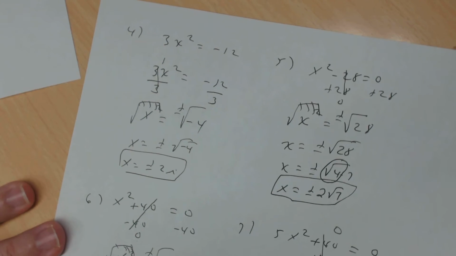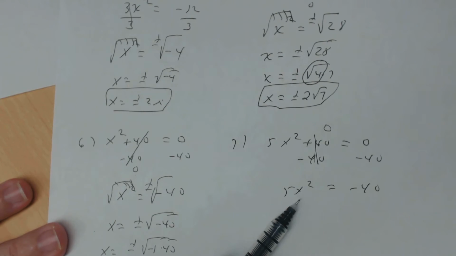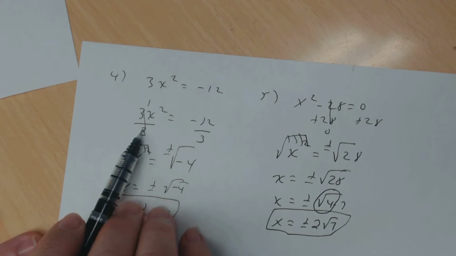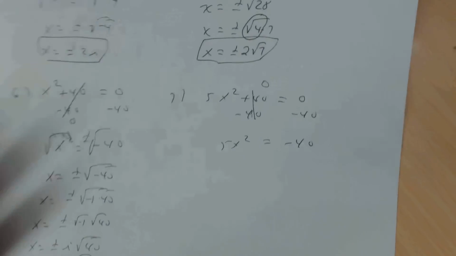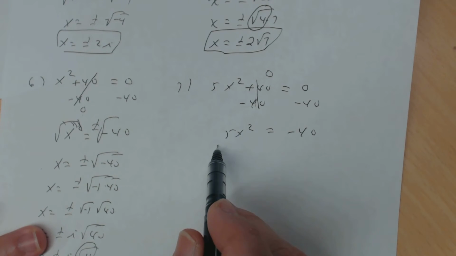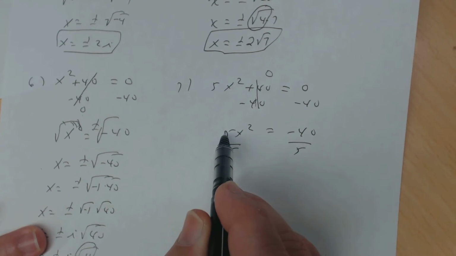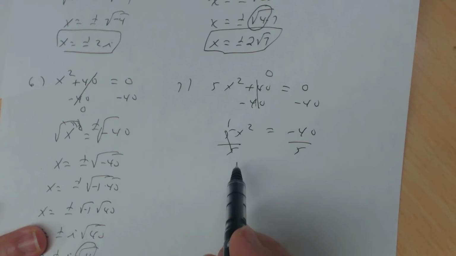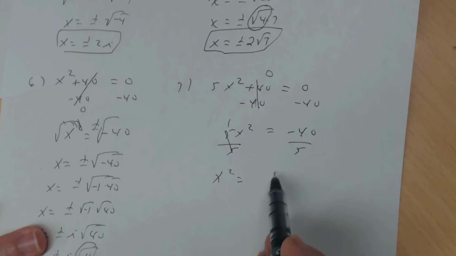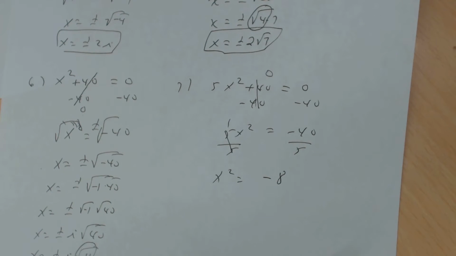And now this part here kind of looks like number 6 now. So you can divide both sides by the coefficient of x squared. So I'm going to divide both sides by 5. And 5 divided by 5 is 1. 1 times x squared is x squared. Equal, and that's going to be a negative 8.